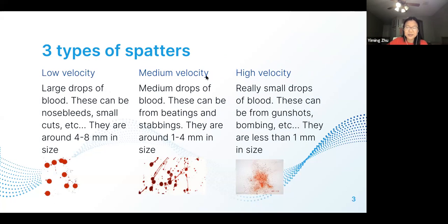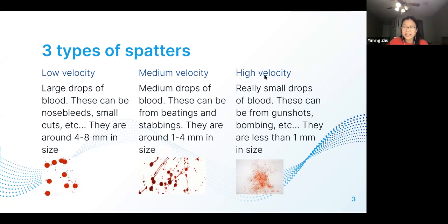So there are 3 types of spatters: low velocity, medium velocity, and high velocity. The low velocity is the largest, 4 to 8 millimeters in size. These are nosebleeds, small cuts, etc. You can think, if you accidentally cut your thumb and then blood drips down, that would probably be low velocity. And then medium velocity is medium drops of blood. These are from beatings and stabbings. They're about 1 to 4 millimeters in size, slightly smaller than low velocity, but not as small as high velocity. And sneezing blood.